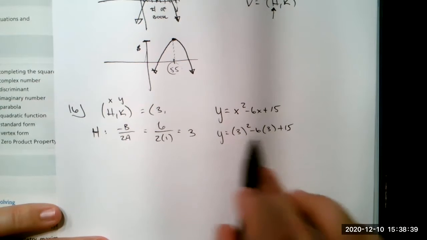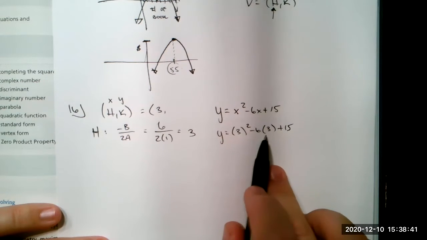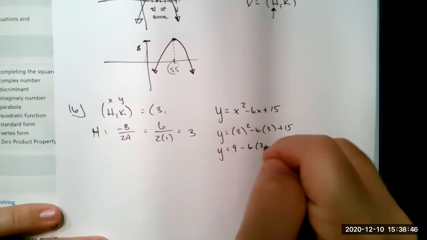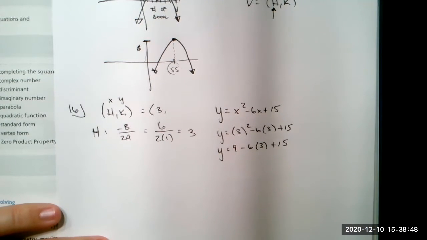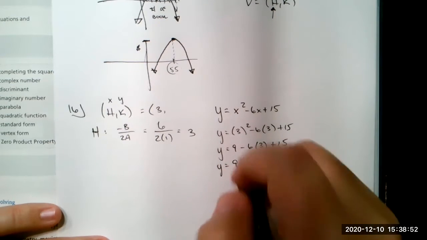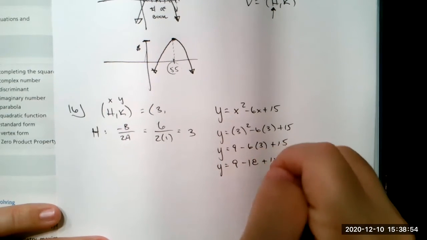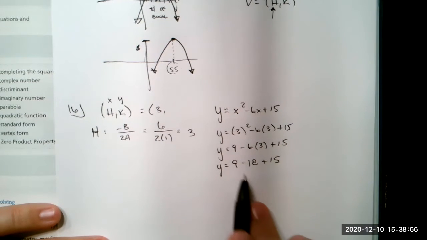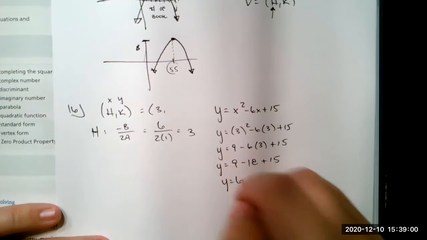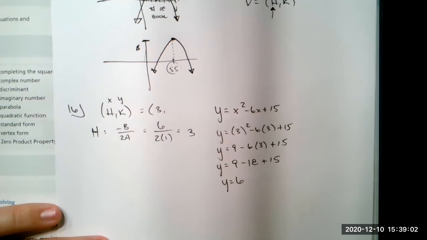So parentheses first. I can't do anything inside the parentheses. Then exponents. So 3 squared is 9. Now multiplication and division from left to right. So -6 times 3 is -18. And now I can add and subtract from left to right. 9 minus 18 is -9, plus 15 is 6. So I know that my vertex is at 3, 6.